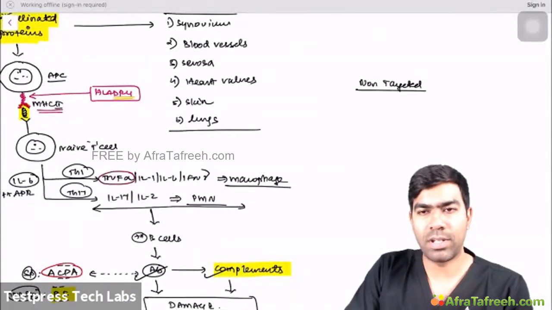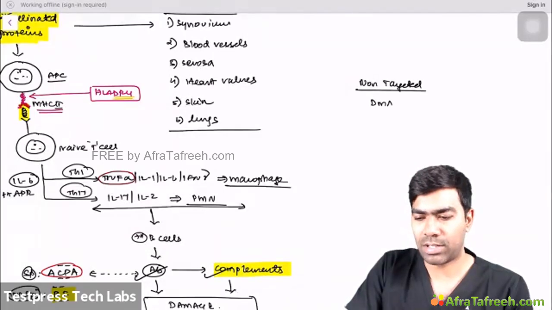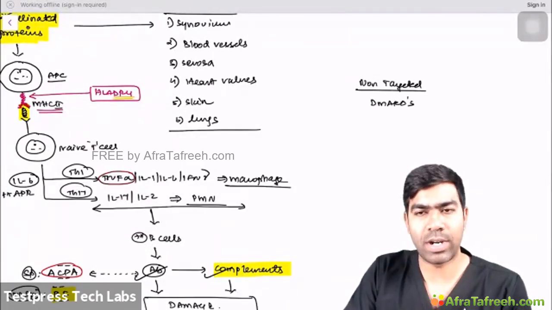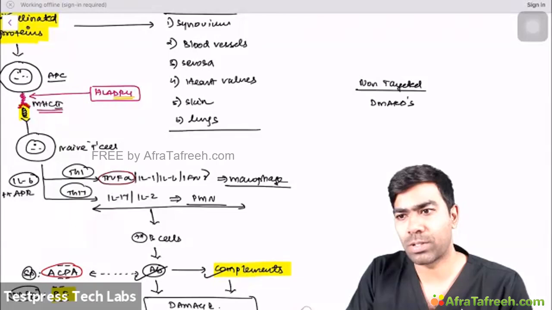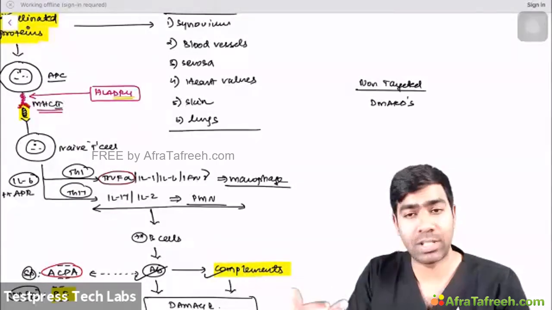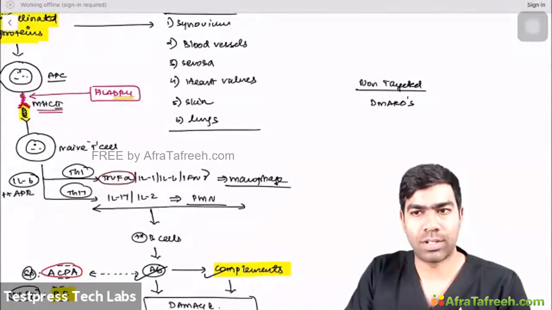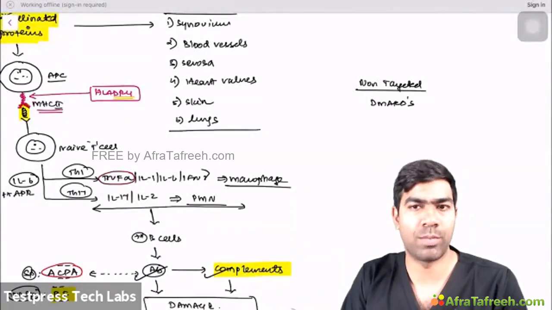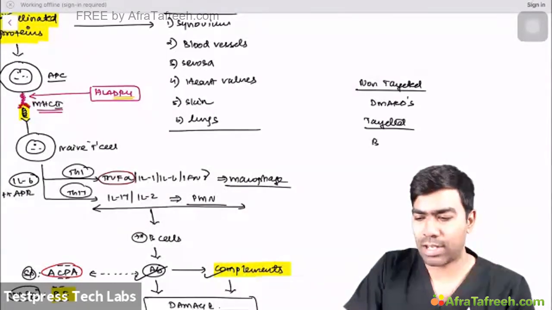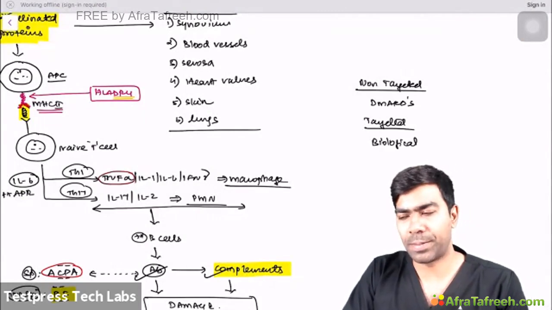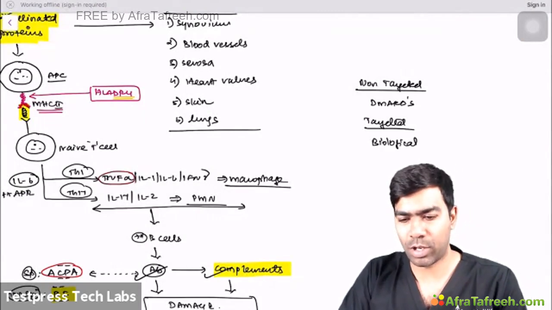So non-targeted therapy are the classic DMARDs, the disease-modifying anti-rheumatic drugs that we talk about. For example, you have methotrexate and azathioprine. So these are non-targeted therapy. Basically, you don't target anything in particular, so you can use them to diffusely downregulate the immune system. Or probably you have some targeted therapies. These targeted therapies are basically biological agents. And sometimes it could be your JAK inhibitors also, which we'll be talking about.